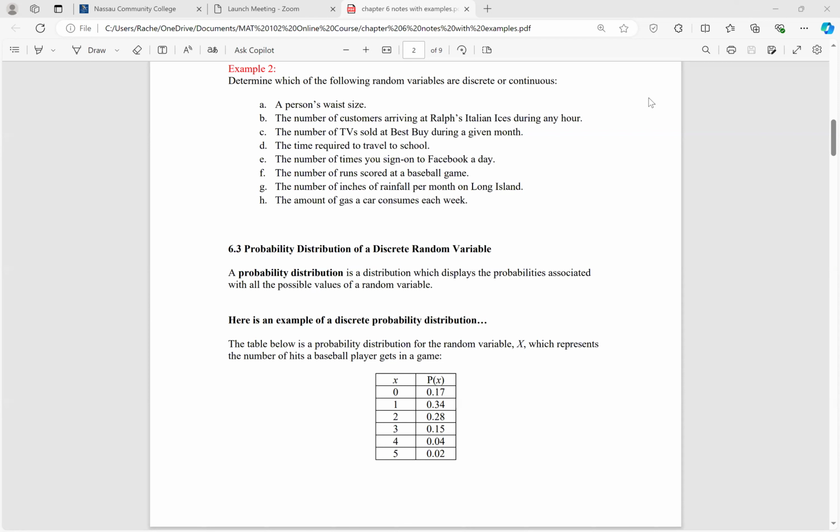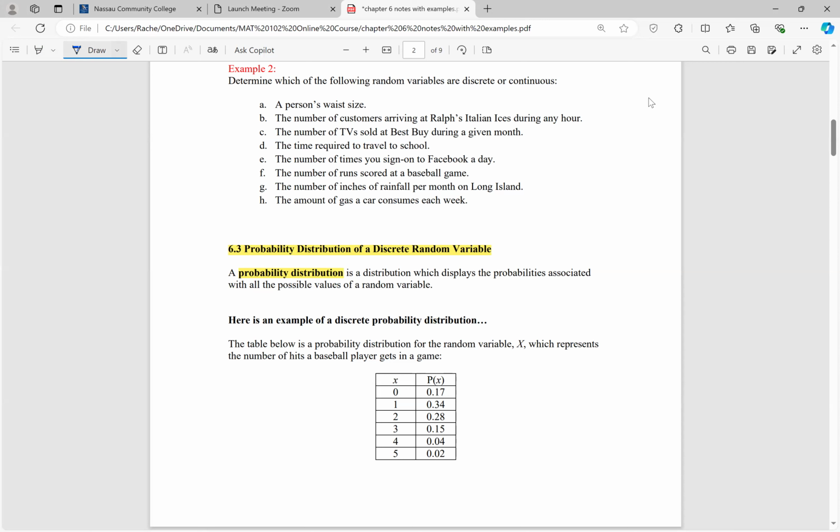And what I had said in the last lesson is that in this chapter, we're only going to work with discrete random variables. And specifically, I'm going to teach you about probability distributions of a discrete random variable. So what is a probability distribution? A probability distribution is a distribution which displays the probabilities associated with all the possible values of a random variable, specifically a discrete random variable.